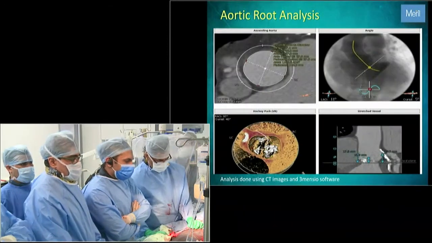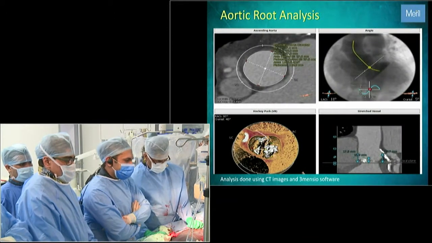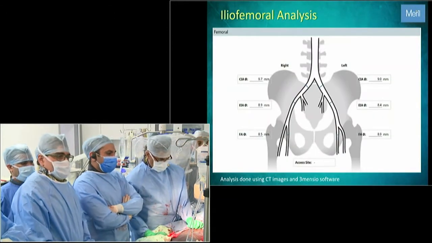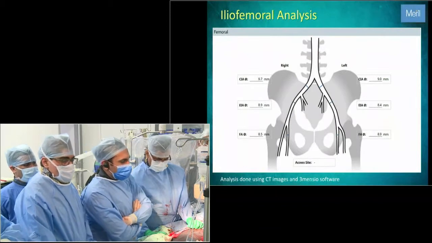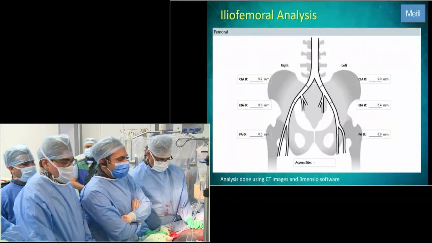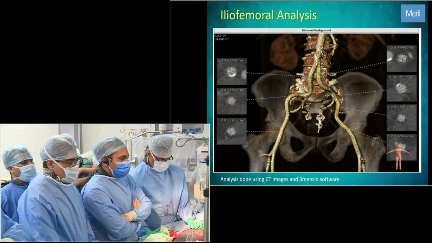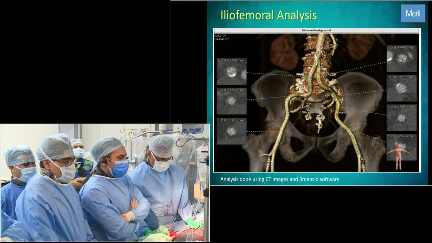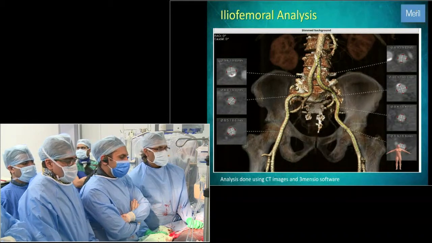Next slide. Again, a root analysis. Next slide. This is the femoral. You see the right common femoral artery, 8.5, 8.9, 9.7. Next slide. This is the tortuosity. You can see both are equally tortuous, but the right side vessels are bigger than the left side vessels.